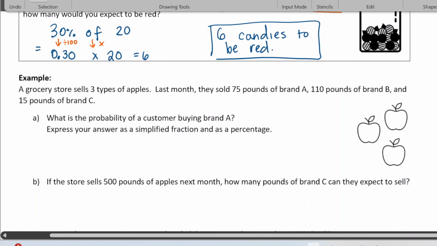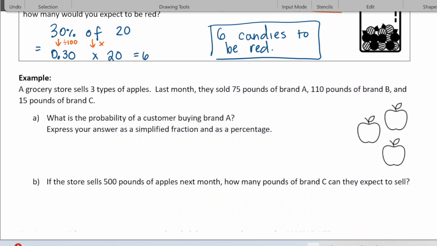It says a grocery store sells 3 types of apples. Last month they sold, I'm just going to use different colors, 75 pounds of brand A, 110 pounds of brand B, and 15 pounds of brand C. So it looks like brand C was less popular. What's the probability of a customer buying brand A?